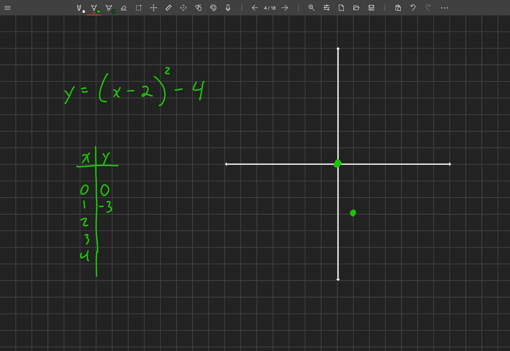Let's plug in 2. 2 minus 2 squared minus 4. What's 2 minus 2? Well, 0. That's 0 squared minus 4. Well, 0 squared is just 0. 0 minus 4. What's 0 minus 4? That's just negative 4. So when I plug in 2, I get negative 4. So that's going to be the point down here.